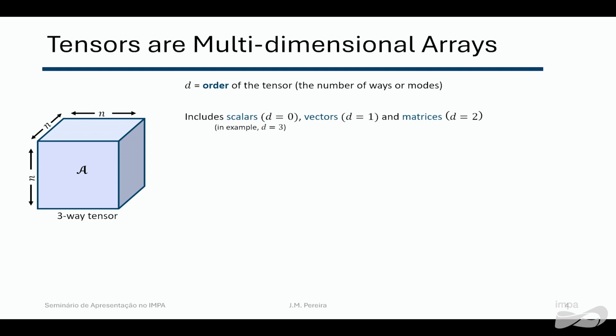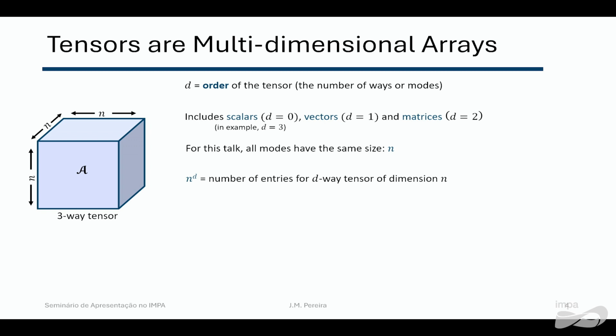Tensors include scalars, where D is equal to 0, vectors, where D is equal to 1, and matrices, where D is equal to 2. Now if you have D bigger than 2, that's where things start to be interesting, at least for me. For this talk, I'm going to focus on cubic tensors, where all the dimensions are the same. This sounds a little bit restrictive, but even tensors like this have a lot of applications.